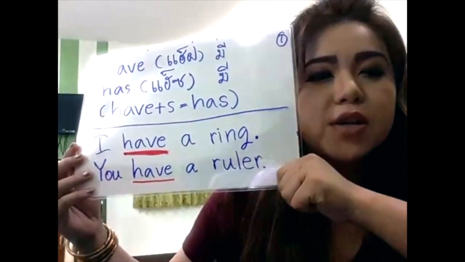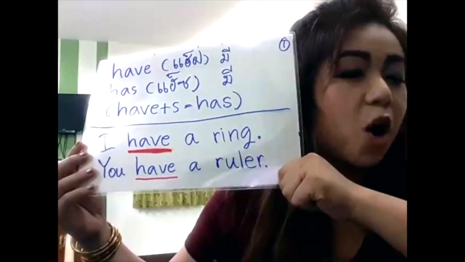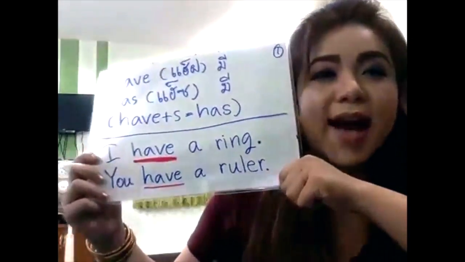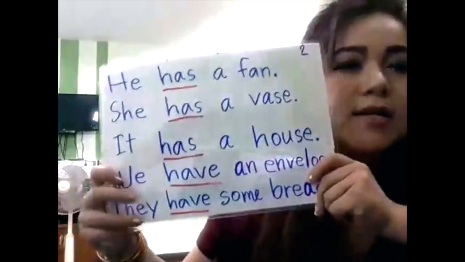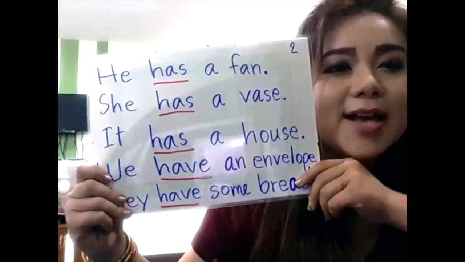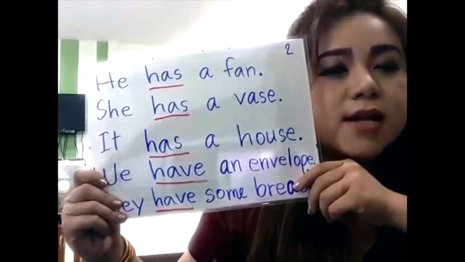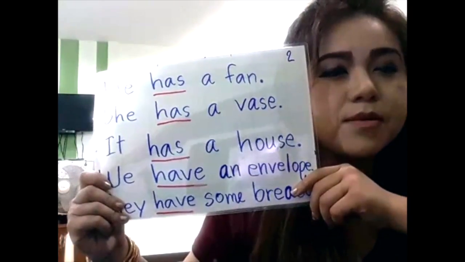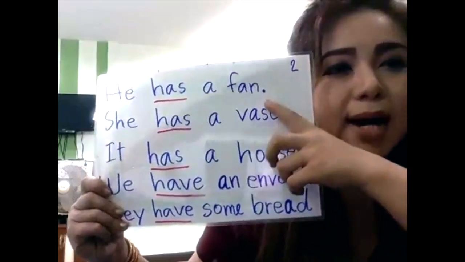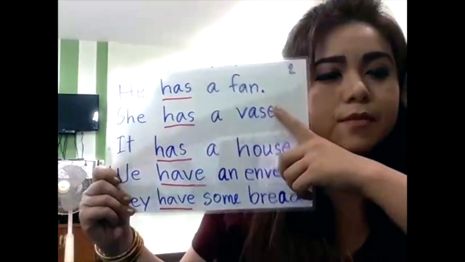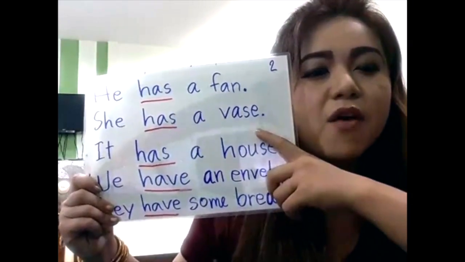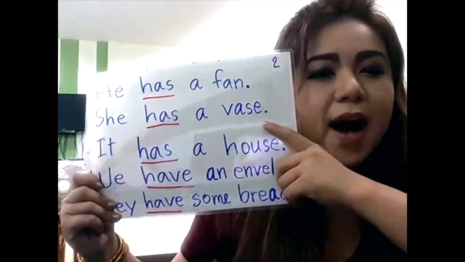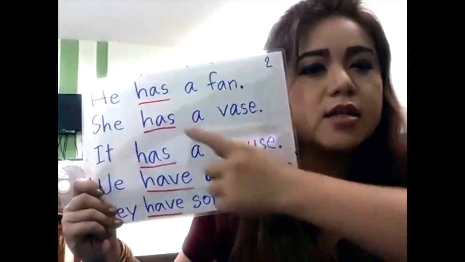Mr. and Mrs. Ken are the parents of Tom and Joy. Who are the parents of Tom and Joy? Mr. and Mrs. Ken are the parents of Tom and Joy. Tom and Joy are the children of Mr. and Mrs. Ken. Who are the children of Mr. and Mrs. Ken? Tom and Joy are the children of Mr. and Mrs. Ken.